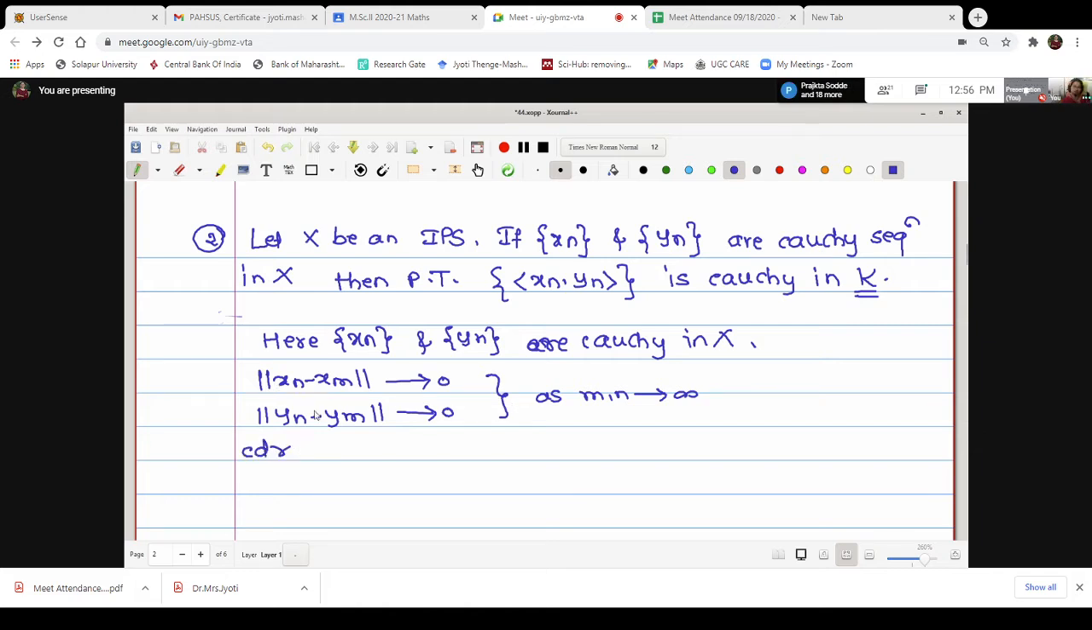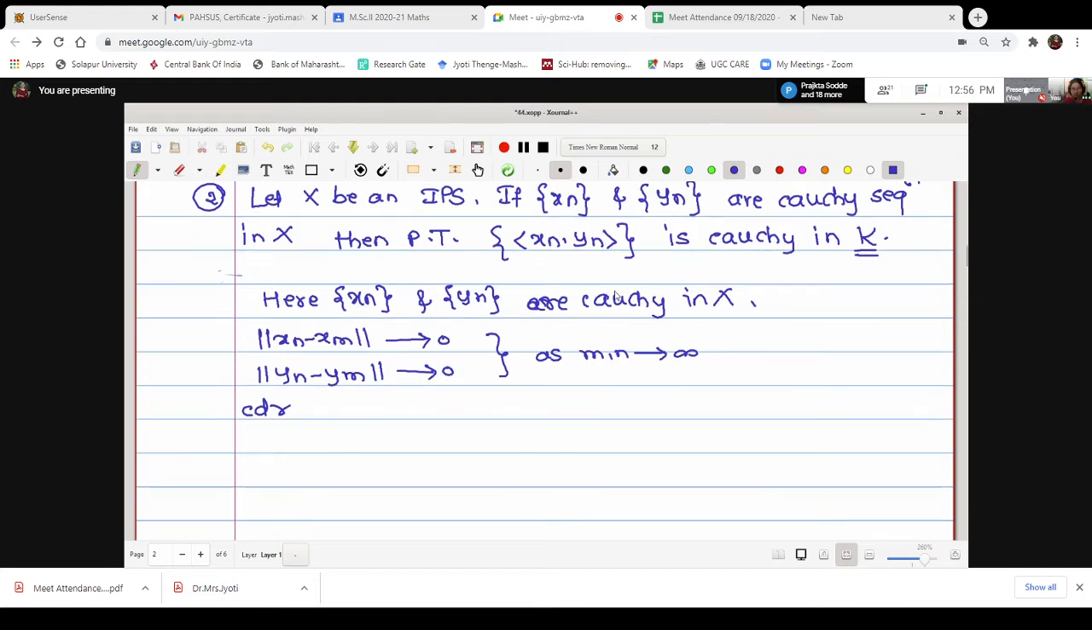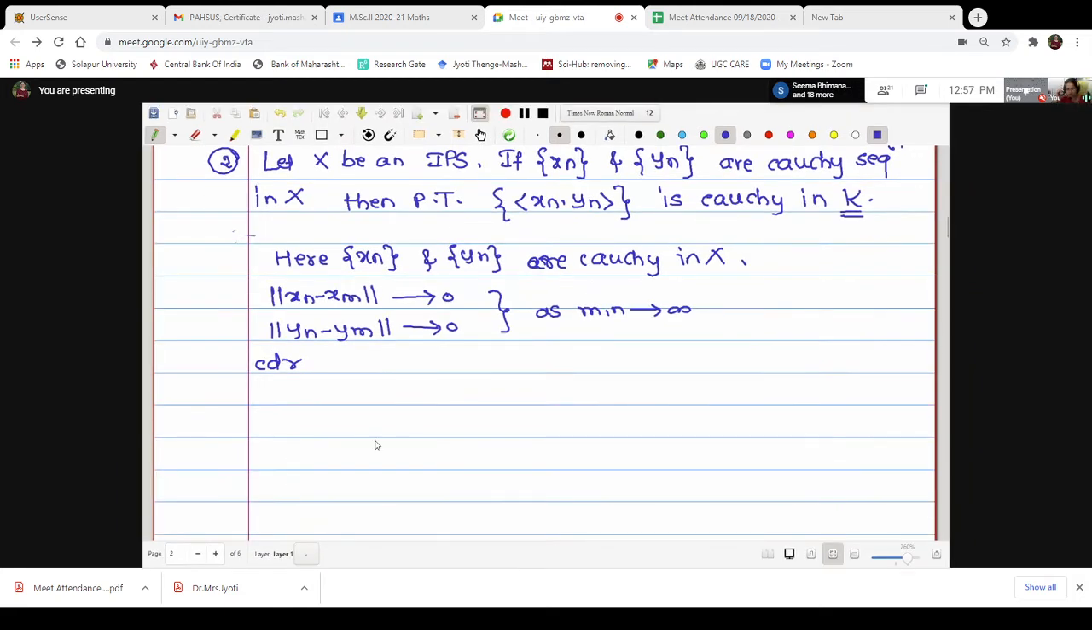Now I will consider proving that this sequence is a Cauchy sequence. Therefore, what do I have to consider again? I have to consider the norm value of any 2 points, and we will show that the difference is tending to 0. But as we are considering the field K, we know that the norm on the real or complex field is the modulus. Therefore, I will consider the modulus of inner product xn yn minus inner product xm ym. Our aim is to prove that this will tend to 0 as m, n tend to infinity.